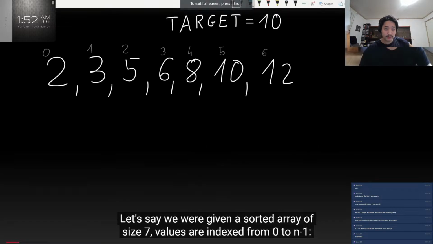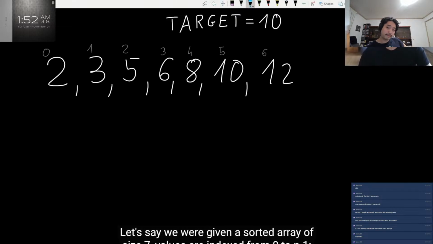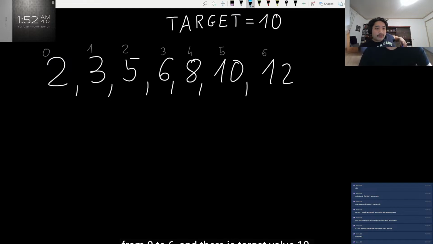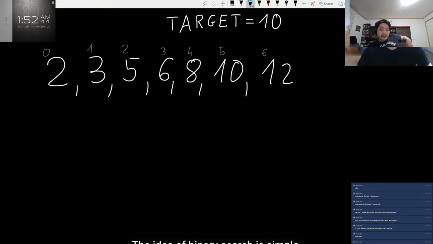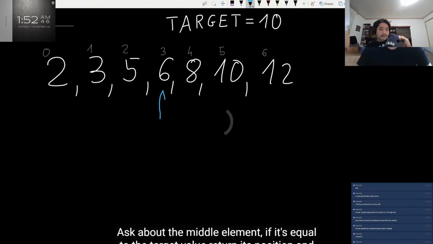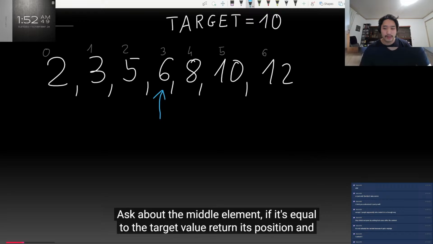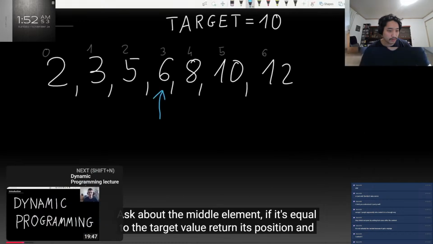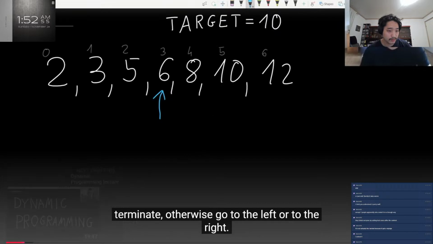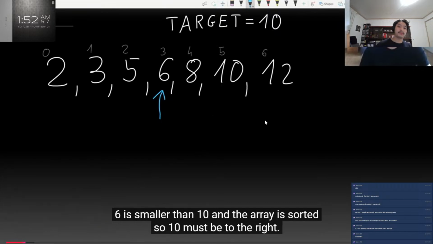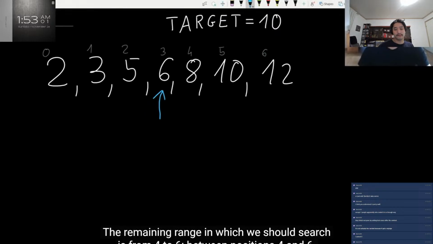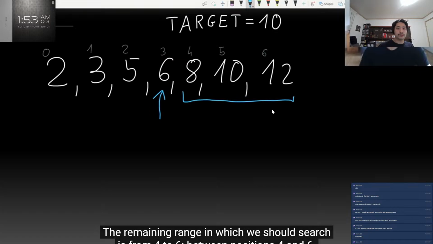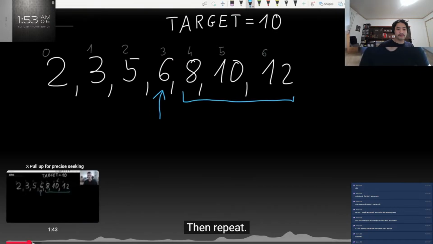Size 7, values are indexed from 0 to n-1, from 0 to 6, and there is a target value 10. We want to find the position of 10 in the array. The idea of binary search is simple. Ask about the middle element. If it's equal to the target value, return its position. Otherwise, go to the left or to the right. 6 is smaller than 10, and the array is sorted, so 10 must be to the right. But the remaining range in which we should search is from 4 to 6, between positions 4 and 6. And then repeat. Ask about the middle element.